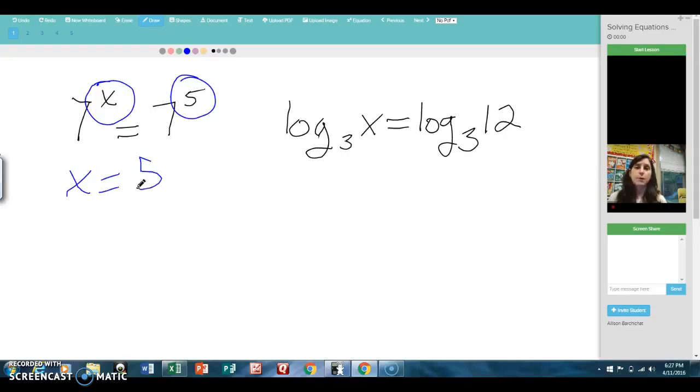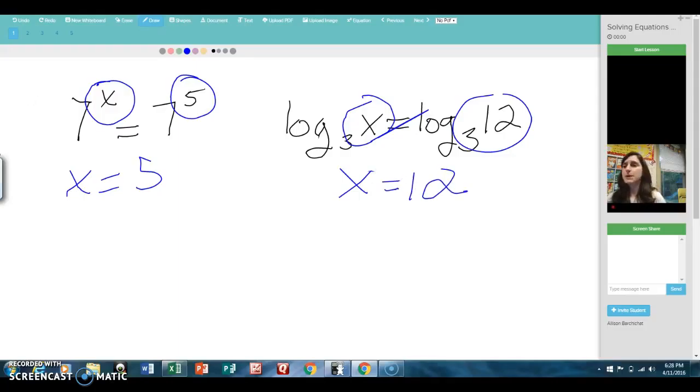So that one-to-one property is true also for logs. So over here, the base is the same, they're both 3, so that means that x has to be equal to 12. All right, so those are the easy ones. Now let's bump it up another level.